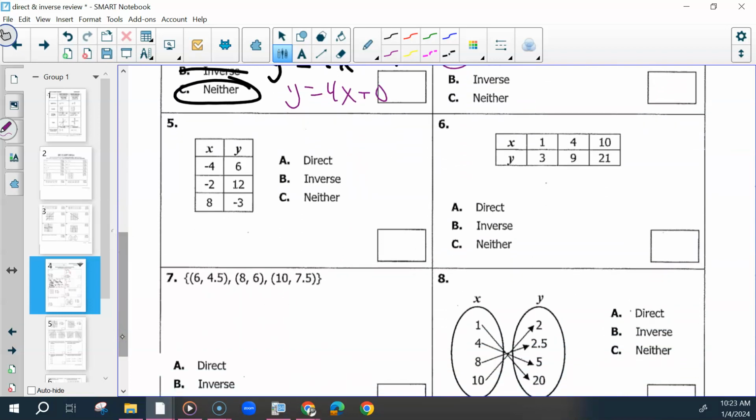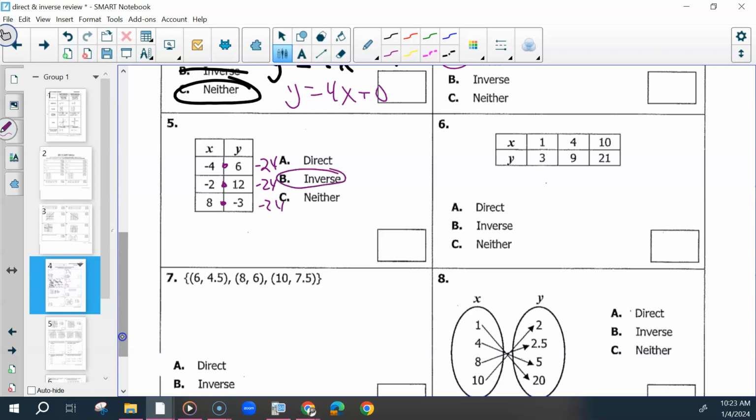So for number 5, if you have a table, ordered pairs, or the mapping, all of these work the same. If you're given choices, you have to guess. Do you think this is going to be direct or inverse? Inverse. So if we think it's going to be inverse, start multiplying. Negative 4 times 6 would give us negative 24. Negative 2 times 12, negative 24. And 8 times negative 3, negative 24. So if we multiply and we get the same thing, it's inverse.